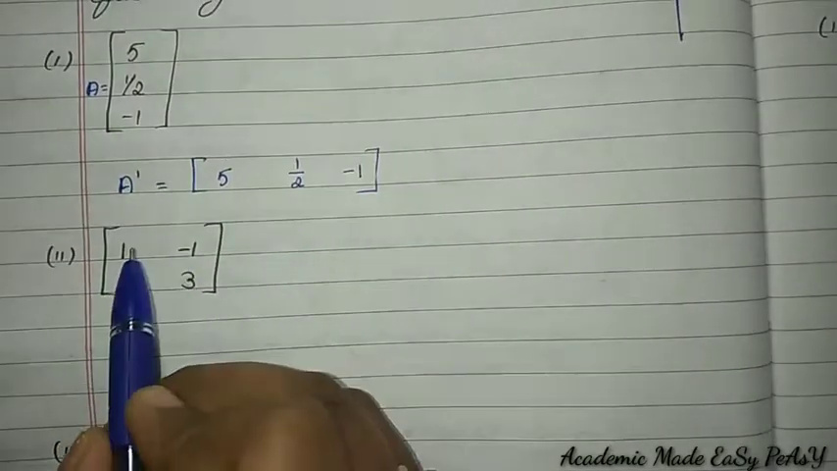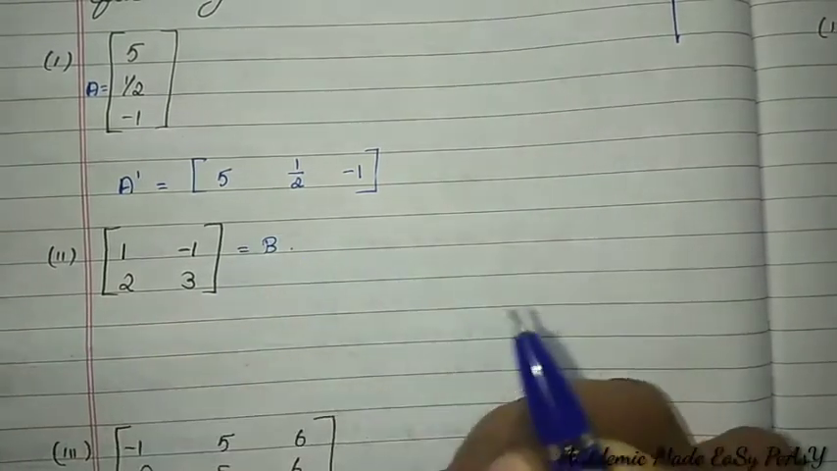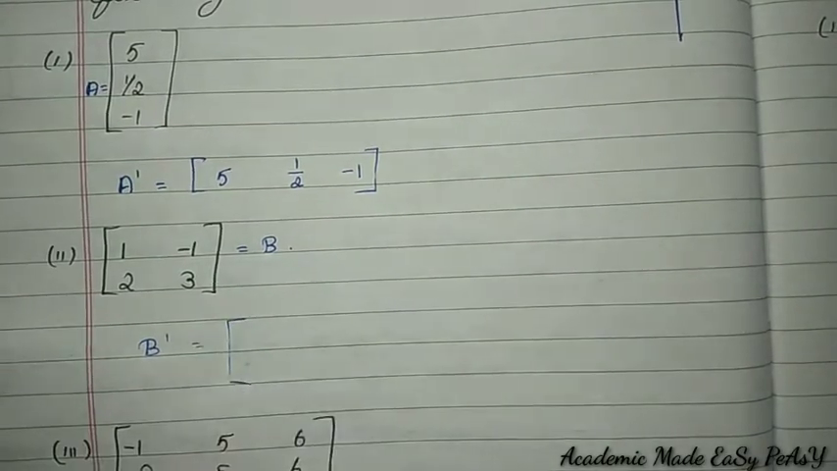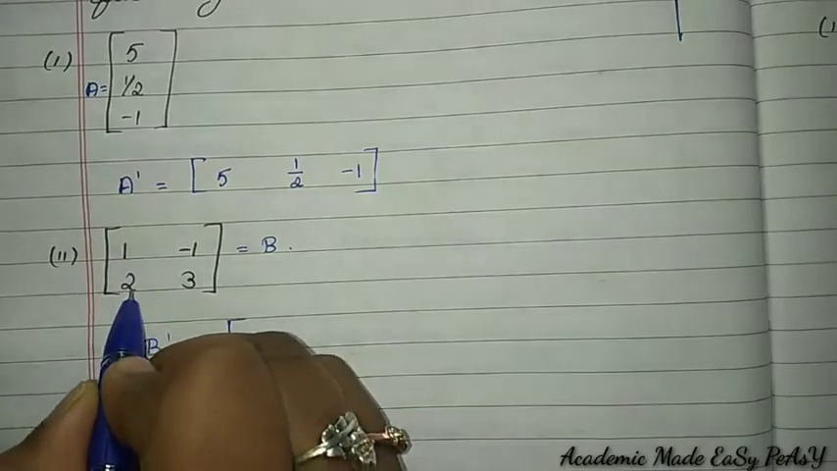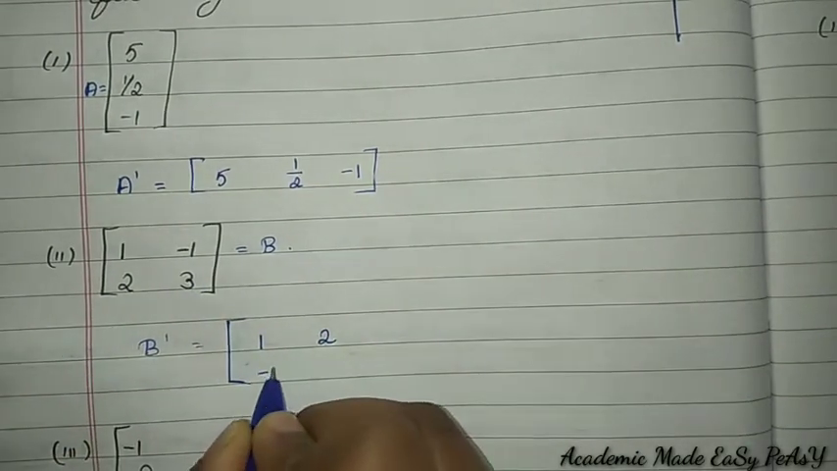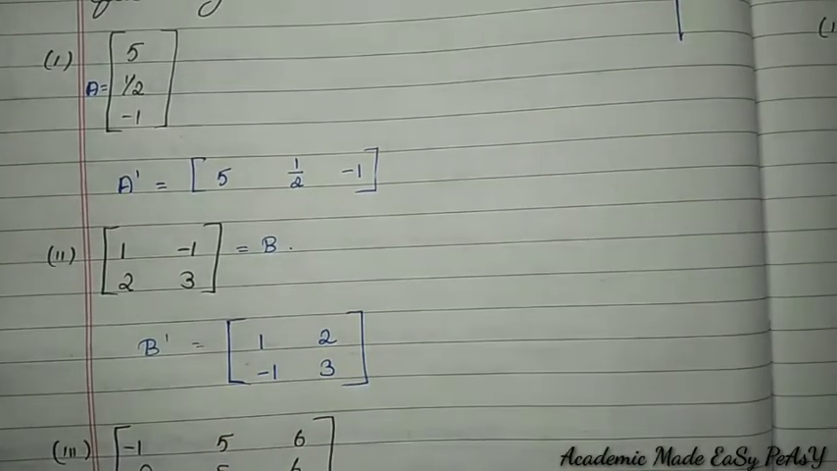Subdivision 2: 1, minus 1, 2, 3. I am taking this as matrix B. So B transpose will be, I will be changing my column to rows. First I will take this column, so 1, 2. Next I will take this column, minus 1, 3. That's it, this is the transpose.